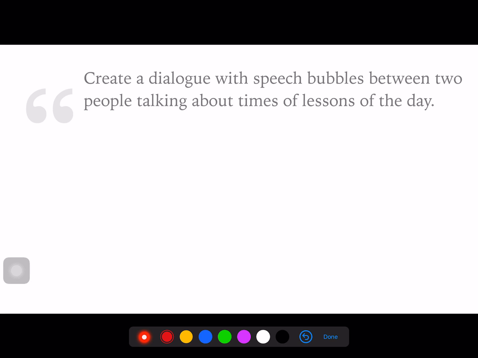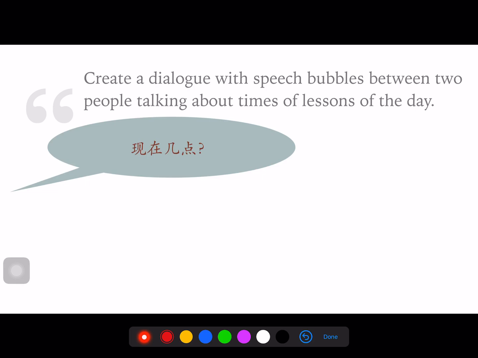Now, create a dialogue with speech bubbles between two people talking about times of lessons of the day. Here I've got an example for you. Imagine that you are doing work in your own room, and your parent or sibling comes and says, 现在几点? What time is it? Remember, 现在 means now. What's the time now? 现在几点?